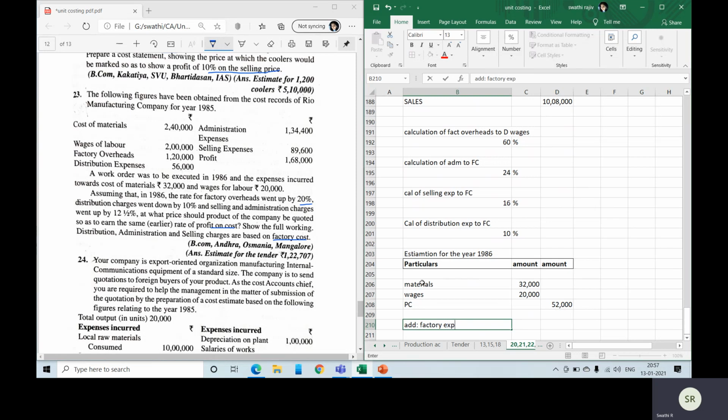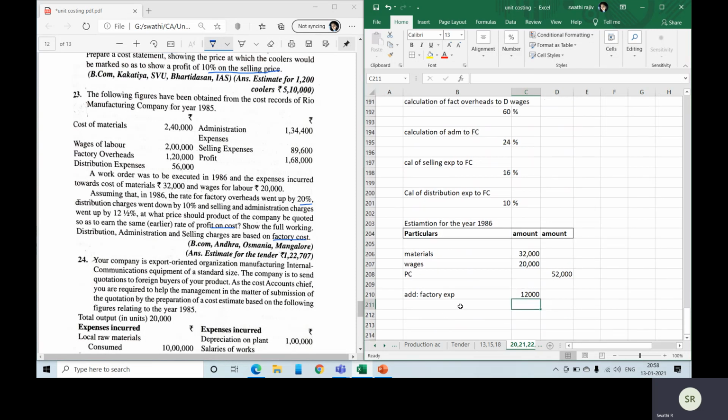Then along with this I should add my factory expenditure, overhead. It is calculated at 60% on direct wages. So first we will do that calculation: 60 divided by 100 into direct wages, 20,000, giving me 12,000. But if I read the question, the rate of factory overheads went up by 20%. So I add that: into 20 divided by 100. Finally, my factory overheads are going to be 14,400.